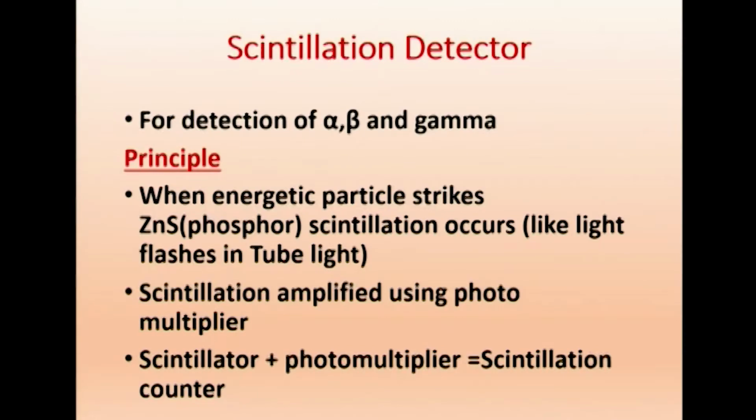So what is a scintillation detector? It is for detecting alpha, beta and also gamma. Any type of radiation it will be able to detect. And here what is the principle? When energetic particles strike zinc sulfide, ZnS, that is a phosphor, it is called a phosphor. Scintillation occurs, like flashes in the tube light.